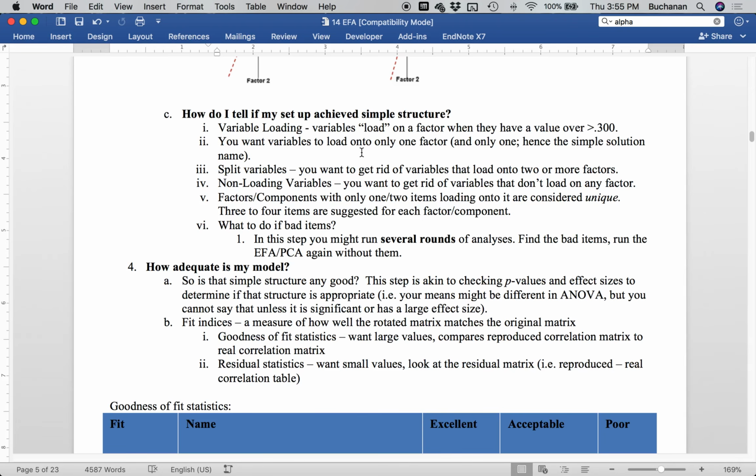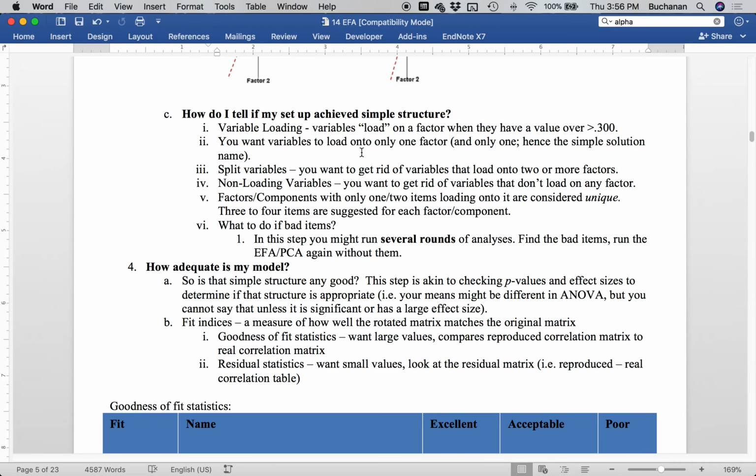And 0.3 is a super common criterion. Remember, that's a medium effect size, where at least approximately 10% of the variance is related. We've just picked this point as the lowest that we expect items to be related to their factor. You can go higher, but people don't tend to go lower.